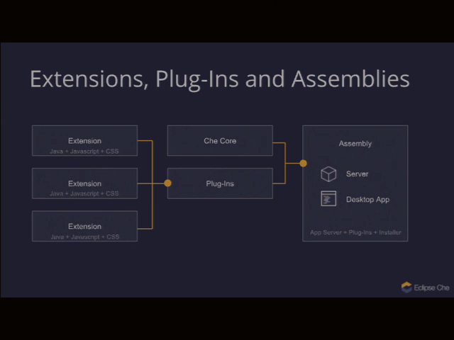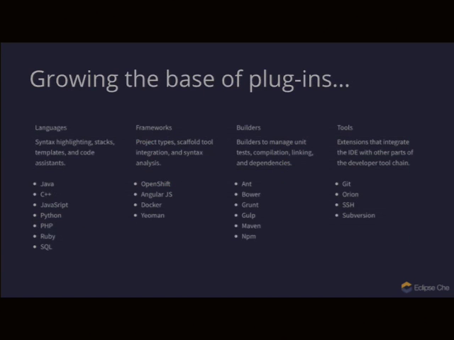So basically, Che's extensibility model is based on extensions. An extension inside of Che is Java code. It's JavaScript and CSS code. We also use GWT in order to create the UI. All of this is packaged as a plugin and deployed inside of an assembly. In the assembly, you have the server part, and you also have the client part. Of course, you can modify the Che core as well.